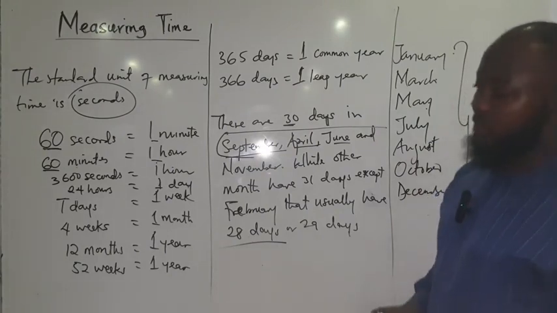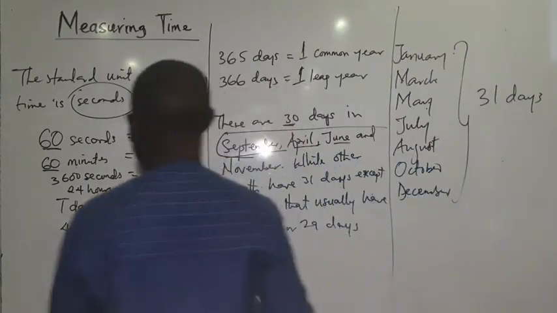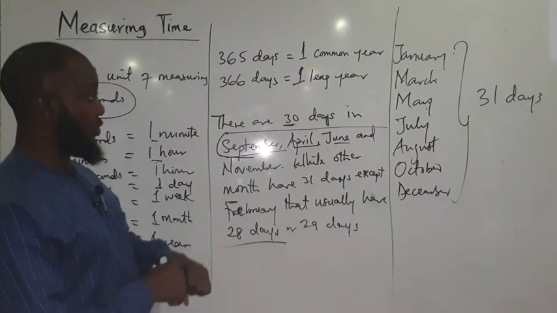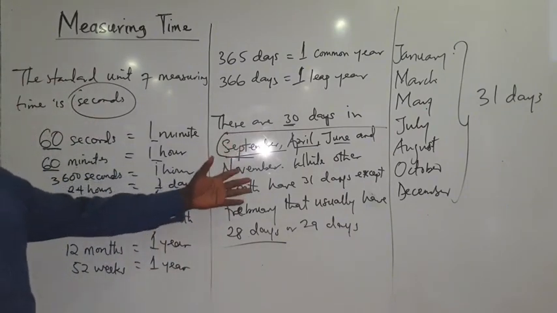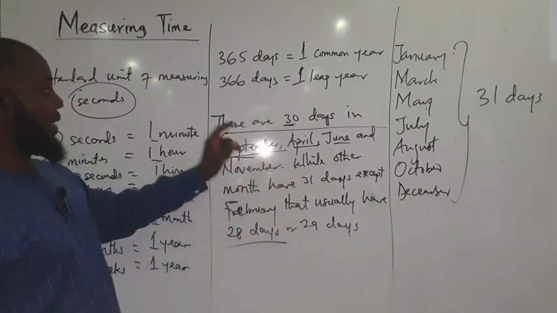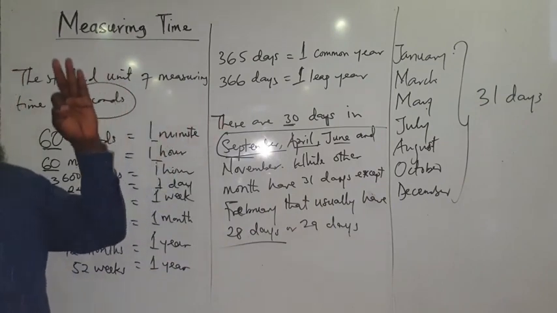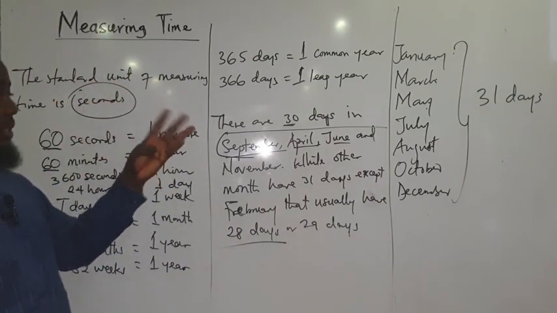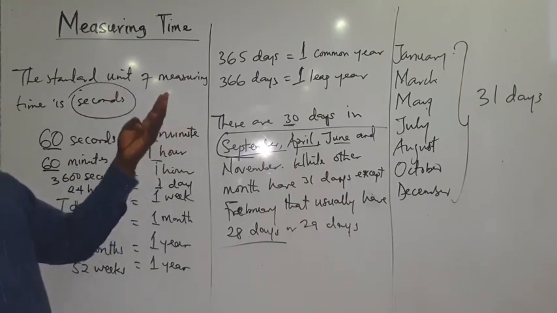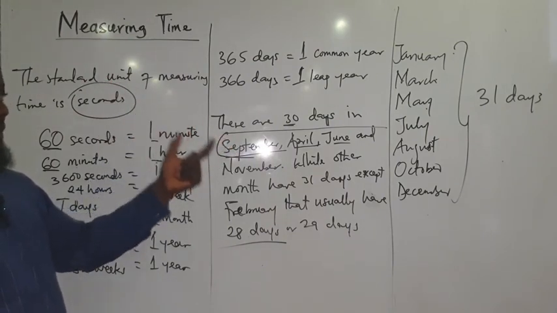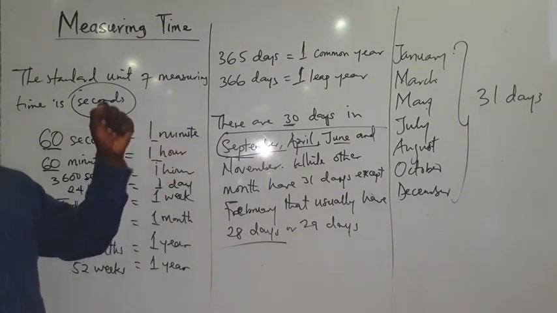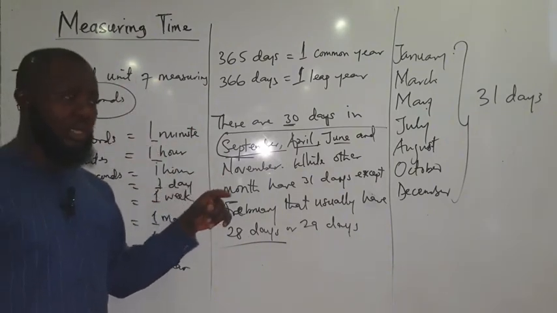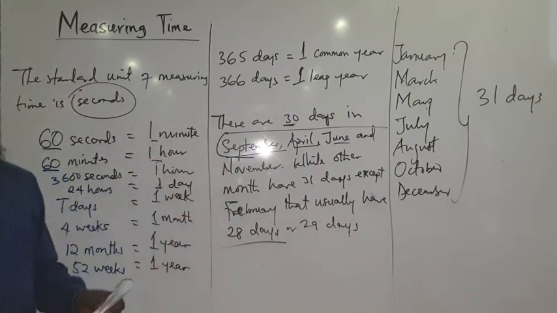Is that clear? So that is what you need to understand. You need to commit this into your memory. You might be asked in any exam. Just make sure that September, April, June, and November have 30 days. I have to emphasize this. January, March, May, July, August, October, December have 31 days. February has 28 days in a common year and 29 days in a leap year.